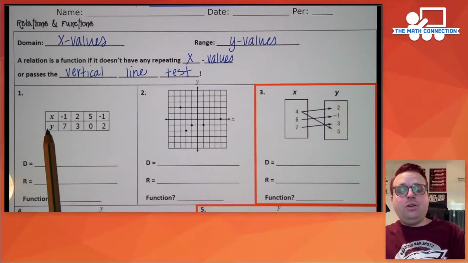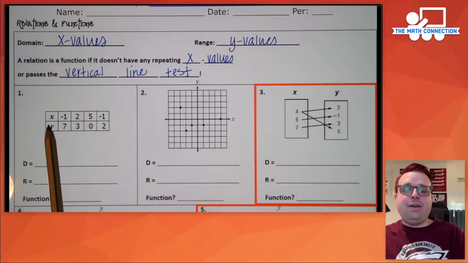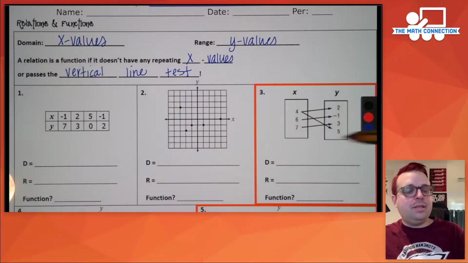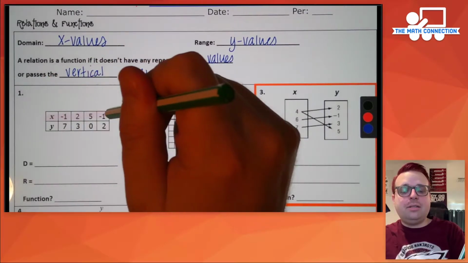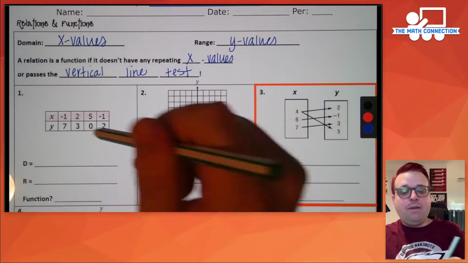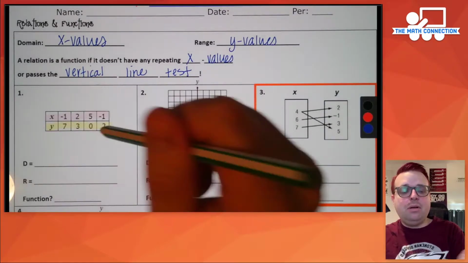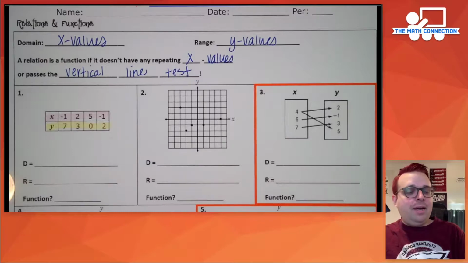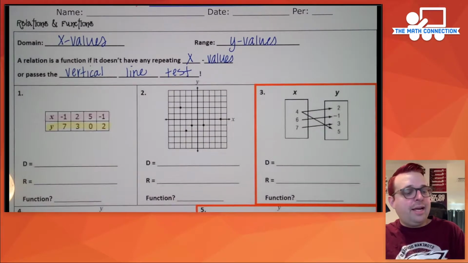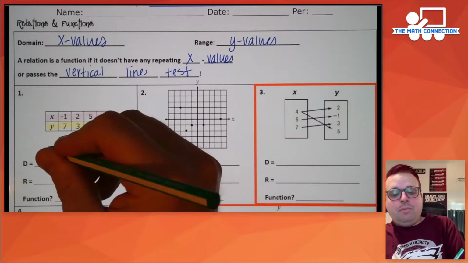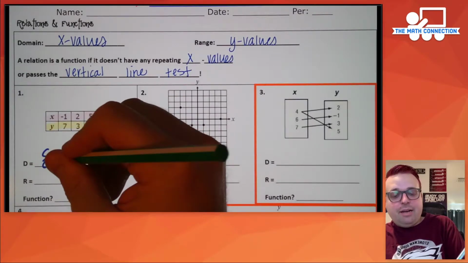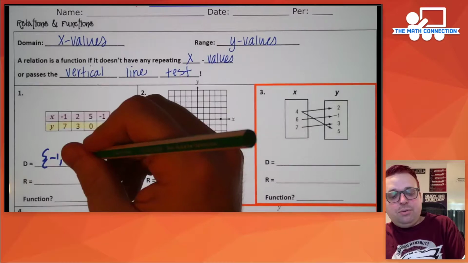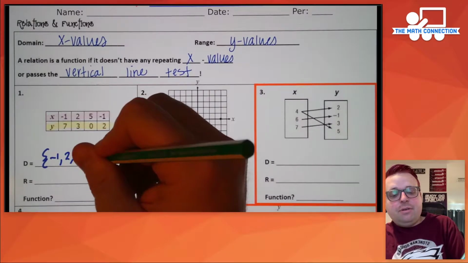So on the first question here, we have a table of values. The x values, we're going to highlight those. The x values are across the top, and then we have our y values across the bottom. So the domain would be all of the x values that you see on this table. And I don't like how thin this pen is, so we're going to fix that right now. Okay, so the domain is going to be -1, 2, and 5.